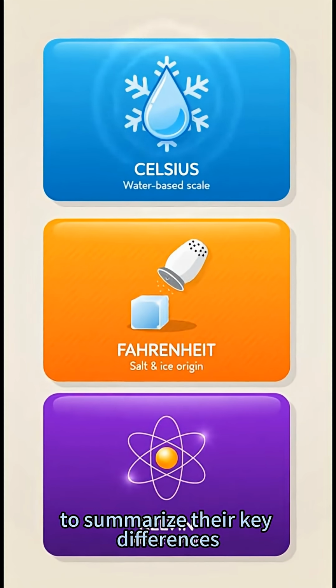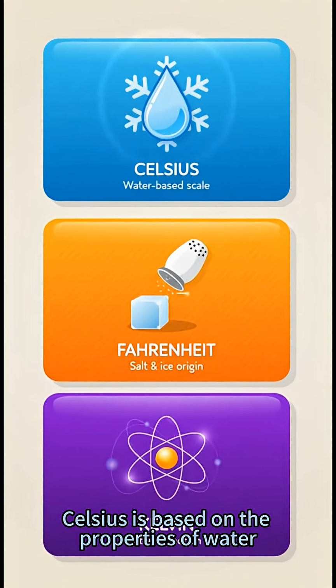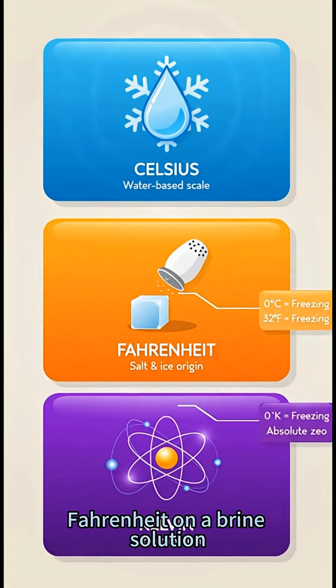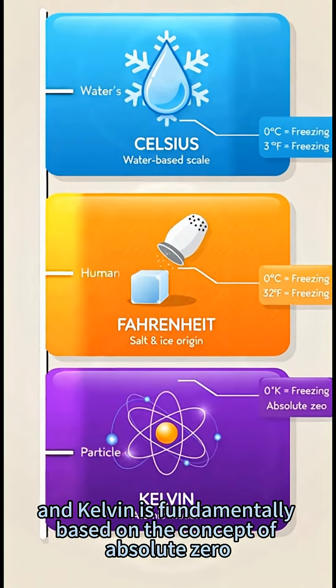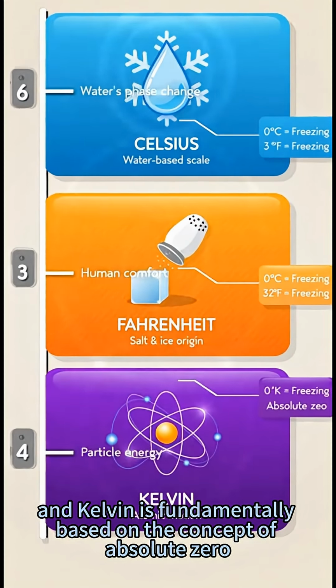So, to summarize their key differences, Celsius is based on the properties of water, Fahrenheit on a brine solution, and Kelvin is fundamentally based on the concept of absolute 0.